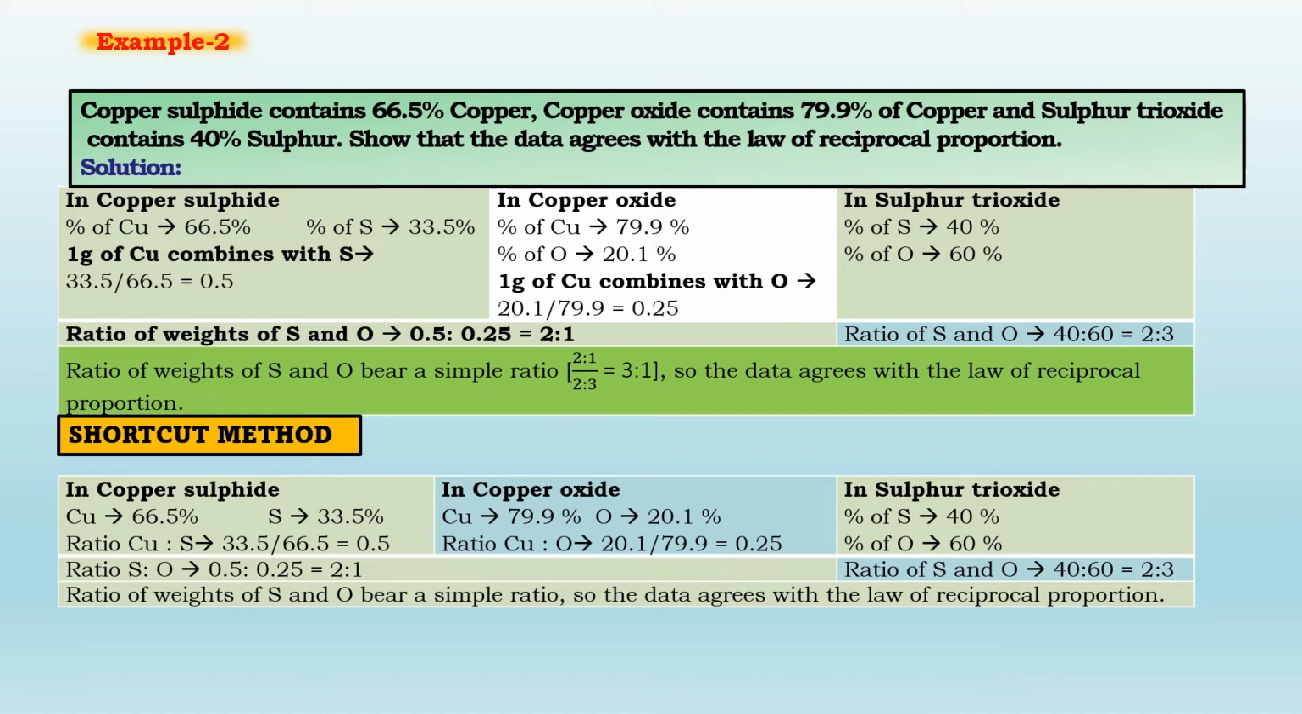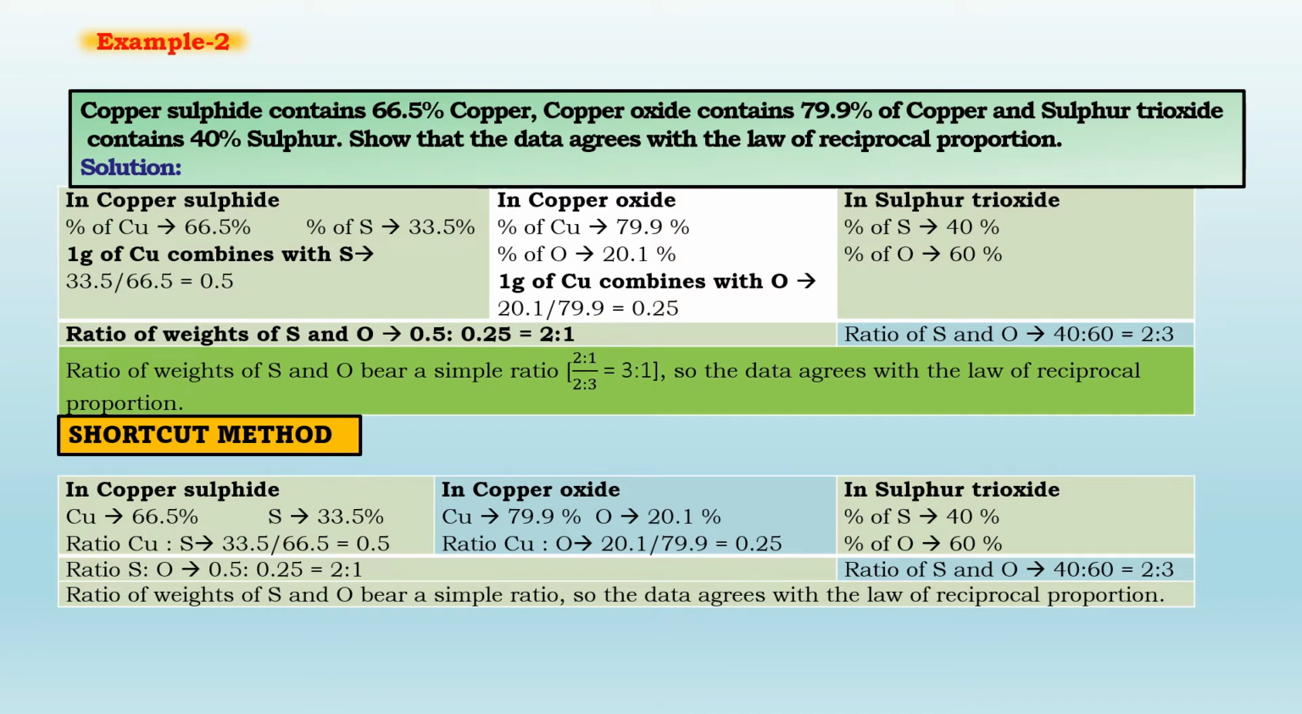In copper oxide, percentage of copper is equal to 79.9%. Percentage of oxygen is equal to 20.1%. So 1 gram of copper combines with oxygen 20.1 divided by 79.9, which is equal to 0.25. Weight ratio of sulfur and oxygen, if we keep copper constant, is equal to 0.5 is to 0.25, that is equal to 2 is to 1.